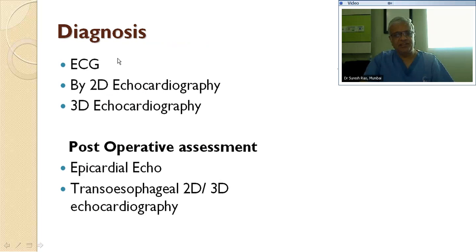Coming to the diagnosis, I think ECG gives you a hint, and we all know it's a left axis deviation. In one of the rare causes of left axis deviation in the child, you have to suspect ASD, particularly AVSD, particularly when you see an ASD.